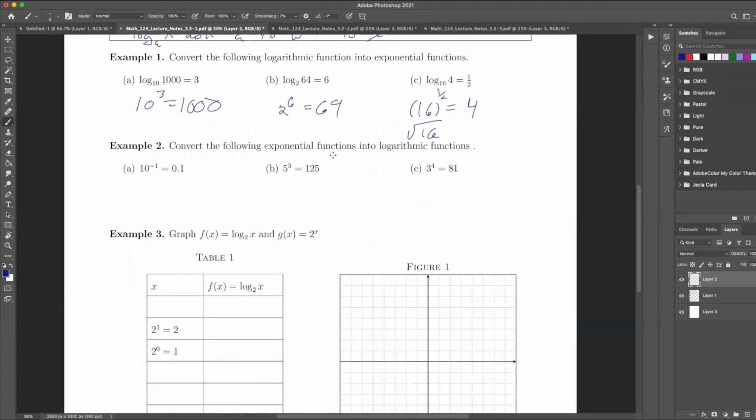All right, so convert the following exponential functions into log functions. If we're going to go backwards, it'd be the log. The base is always the base, so base 10 of 0.1. So 10 raised to what is 0.1? It'd be -1. For here, it'd be log base 5 of 125, the bases are always the same, and the answer here is 3. And then for this last one, log base 3 of 81: 3 raised to what power is 81? And the answer here is 4.